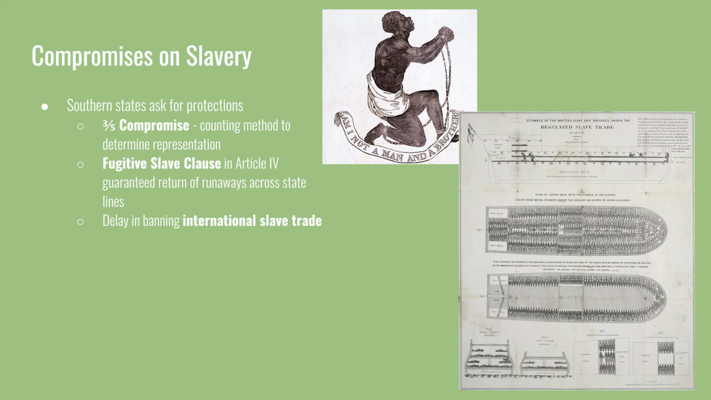The next compromise was one that was trying to secure human property for Southern states. The Fugitive Slave Clause in Article 4 guaranteed the return of a runaway if he or she crossed state lines. It is now guaranteed that just because a runaway enslaved person went to a different state, they were still technically in bondage. If they were caught, they would be returned back to their enslaver. Finally, the last compromise is the delay in banning the international slave trade. The clause states that the importation of enslaved people from abroad cannot be debated or legislated on for 20 years.